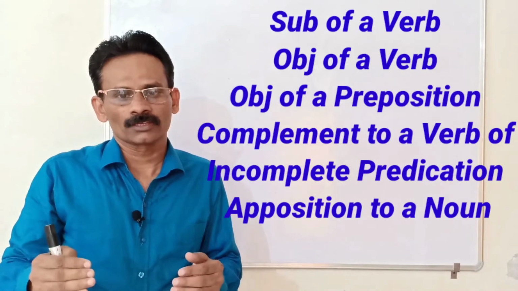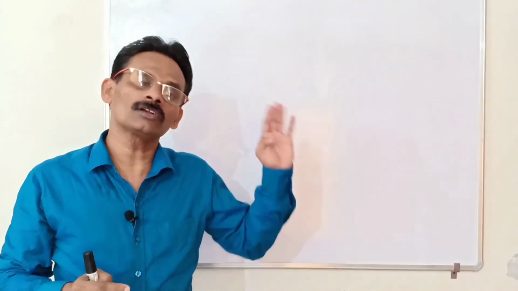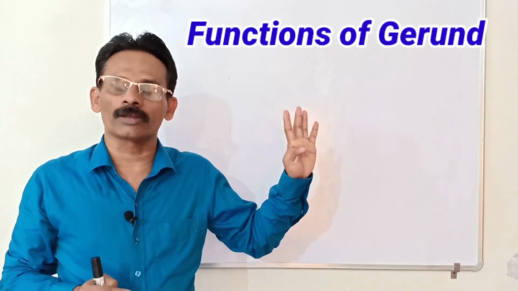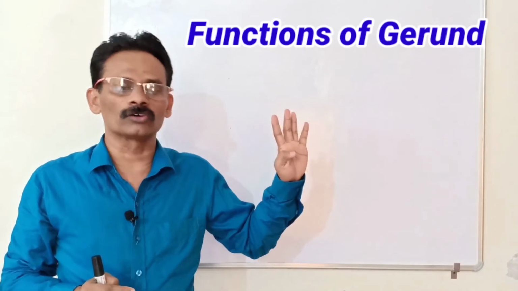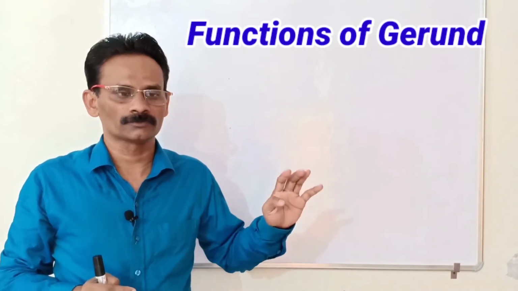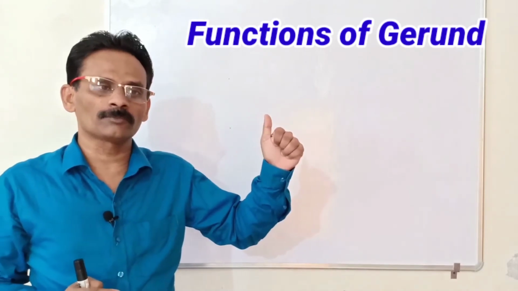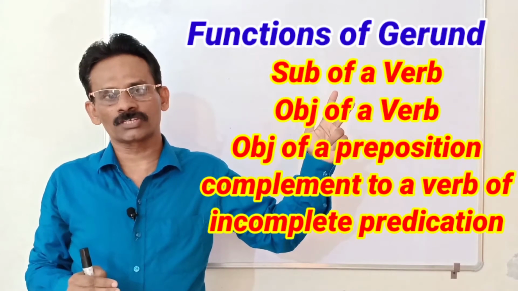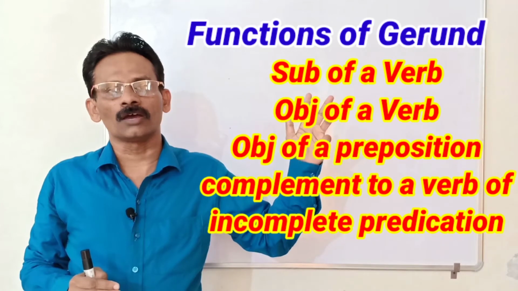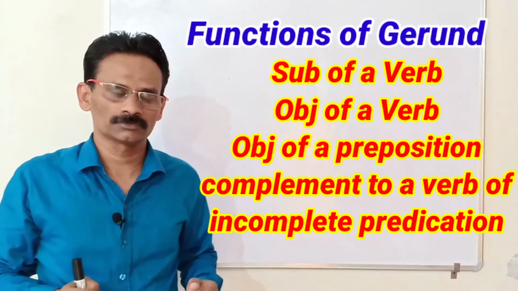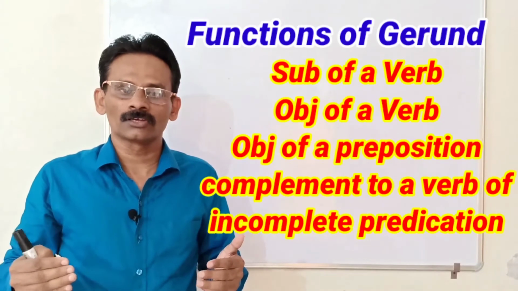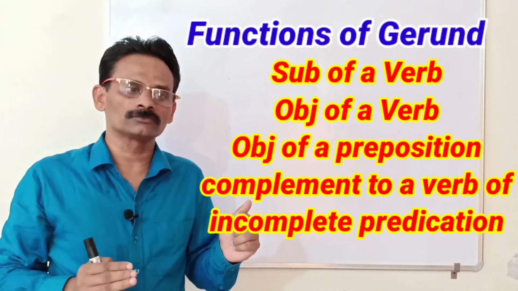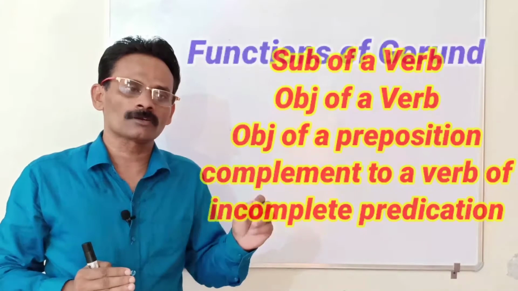In the same way, a gerund has 4 types of work. It cannot be in apposition to a noun or a pronoun. The rest 4 works a gerund can do. That is to say, a gerund can be subject of a verb, object of a verb, object of a preposition, and complement to a verb of incomplete predication. Now, let us go in detail. Here we will compare the function of a noun with the function of a gerund.